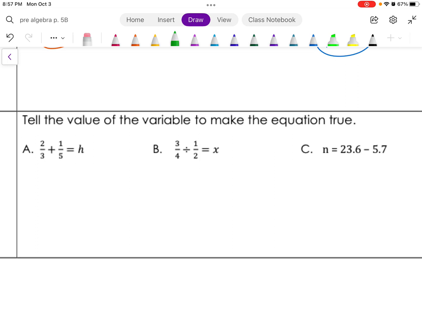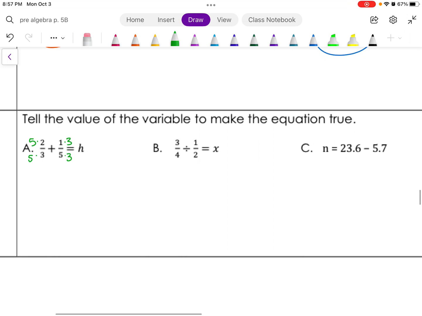2/3 plus 1/5 equals h. Well, we need to figure out what 2/3 plus 1/5 is. So we need a common denominator, which would be 15. So I'm going to multiply to create my common denominator. So 2/3 becomes 10/15, and 1/5 becomes 3/15. So now 10/15 plus 3/15 would be 13/15. H equals 13/15.